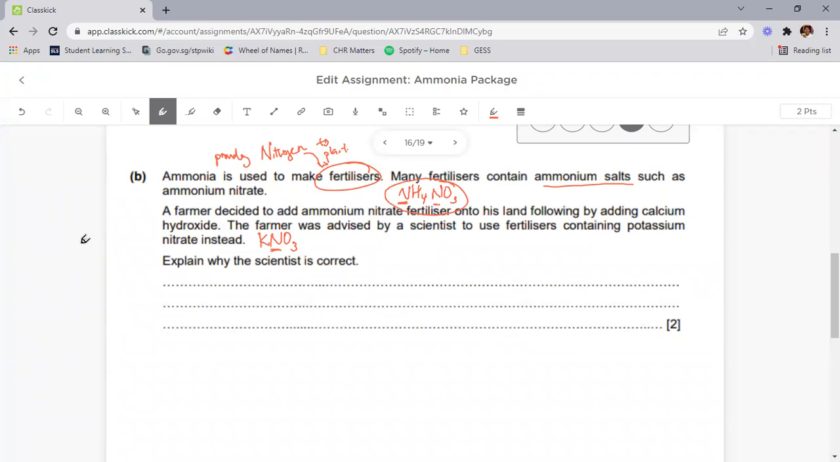But from the science point of view, what is the issue? Calcium hydroxide is a what? It's an alkali. If I put alkali with ammonium salt, what's going to happen? The ammonium is going to be displaced. So explain why the scientist is correct. First thing is really because, okay, you must talk about the reaction. Ammonium nitrate will react with the calcium hydroxide.